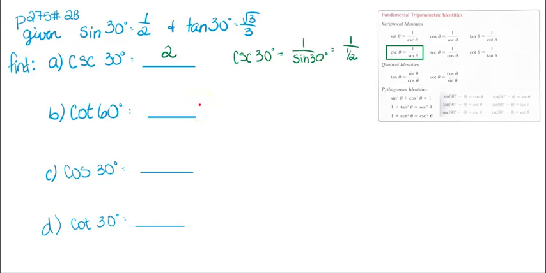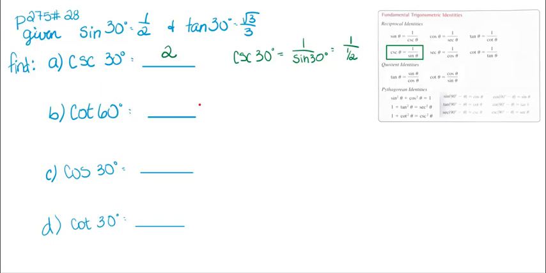Now let's look at the next one. It says to find the cotangent of 60 degrees. Now, we were given tangent of 30 degrees, and tangent and cotangent are reciprocals of each other. However, one is finding the tangent of 30 degrees, and one is finding the cotangent of 60 degrees. So we can't use the reciprocal identity. But look at 30 and 60. What do you notice about those? Those two numbers add to be 90. 30 and 60 are complementary numbers.